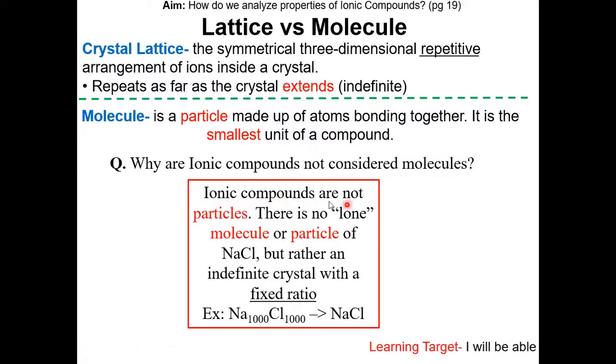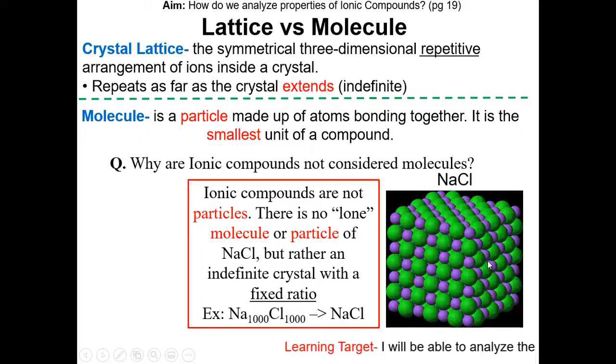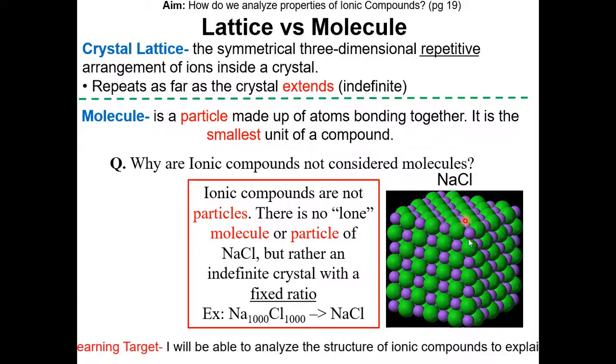Ionic compounds are not particles. If you recall from Unit 1, particles are one unit of matter. There is no lone molecule or particle of NaCl, but rather an indefinite crystal with a fixed ratio. Here's an example. We have 1,000 sodium ions and 1,000 chloride ions. It's still considered NaCl. If we look at the crystal lattice structure of NaCl, notice there are a lot of ions. There could be hundreds of sodium and chloride ions, but they're always at a 1-to-1 ratio.